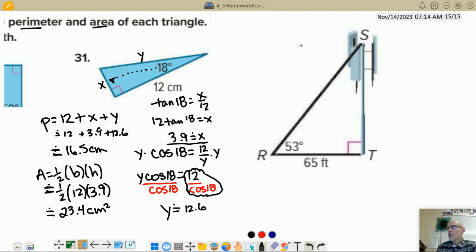All right, number 34 was our last one. It says this person is working on a tower, like a cell tower, radio tower, whatever it is. This is our X side. This is the side we want to know. Could have called it R, across from the capital R. And I've got to use tangent to figure that out. So I'm going to go tangent 53 is equal to X over 65. Multiply both sides by 65.